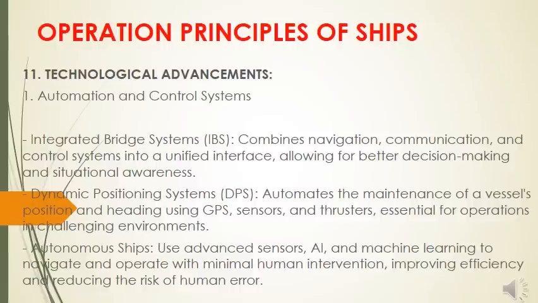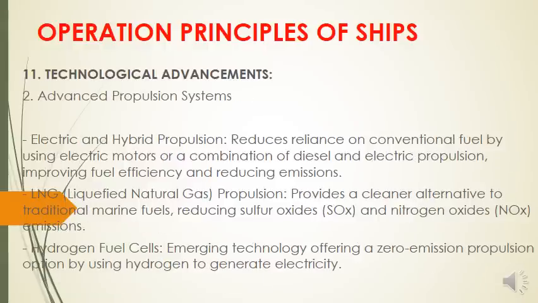The first is integrated bridge systems, which combines navigation, communication, and control systems into a unified interface, allowing for better decision making and situational awareness. Next is the dynamic positioning systems, which automates the maintenance of a vessel's position and heading using GPS, sensors, and thrusters. It is essential for operations in challenging environments, and also the use of autonomous ships that use advanced sensors, AI, and machine learning to navigate and operate with minimal human intervention, improving efficiency and reducing the risk of human error.